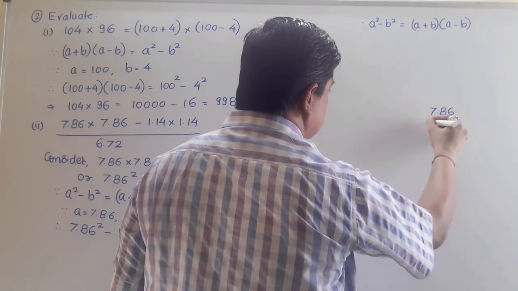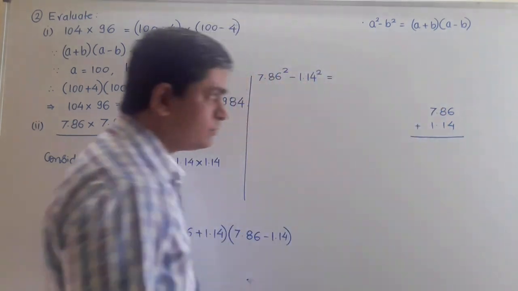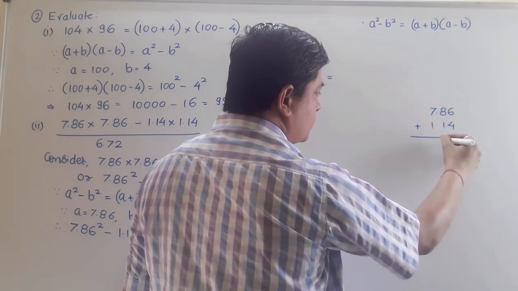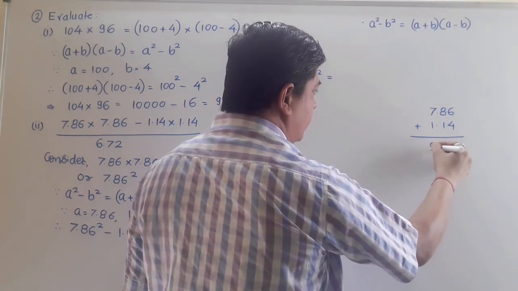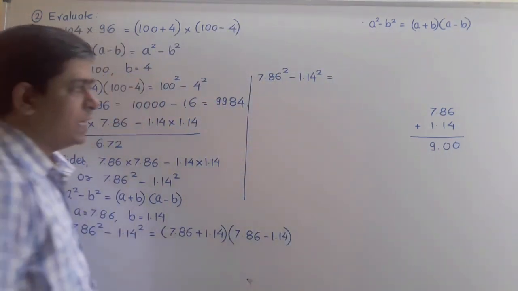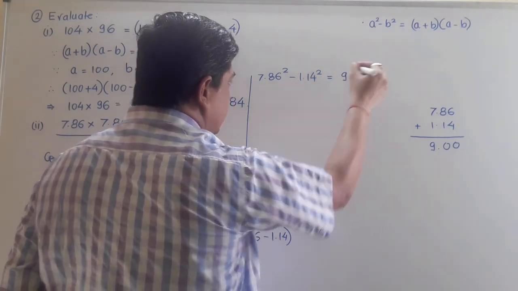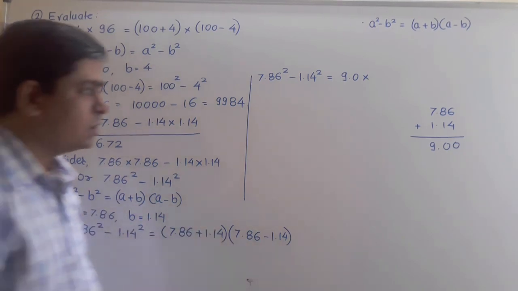7.86 and 1.14. If I add both of them: 6 plus 4, 10, 0, carry 1; 8 plus 2, again 10, carry 1; and 7 plus 2, this will be 9. So I think the addition of both of them will come as 9. So this I am writing as 9.0 into 7.86 minus 1.14.